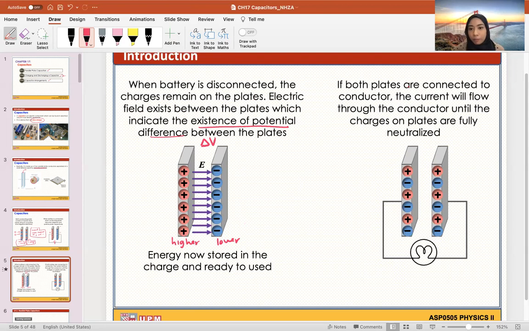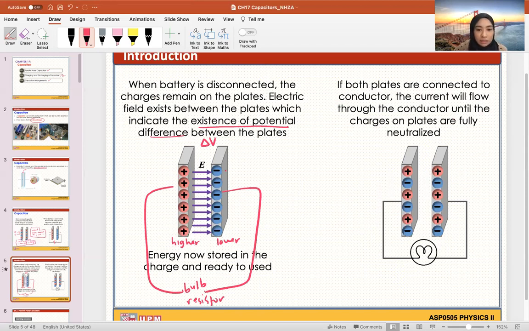If both plates are then connected to a conductor, the current will flow through the conductor until the charges on the plates are fully neutralized. Now, we said this one has a higher potential, and this one has a lower potential. Now, I am connecting it to a bulb or a resistor. It could be a bulb, it could be a resistor. Anything that is conductive, you can put it there.